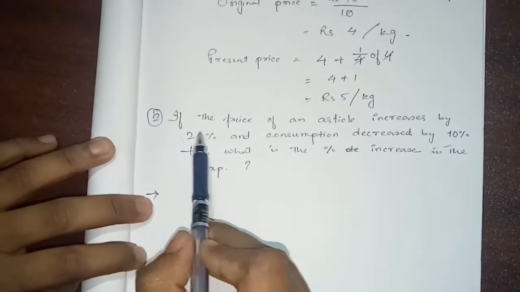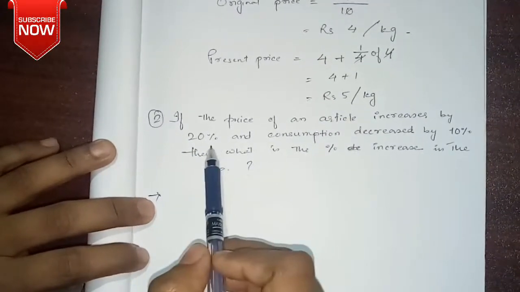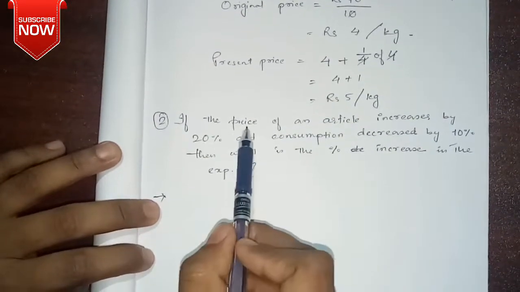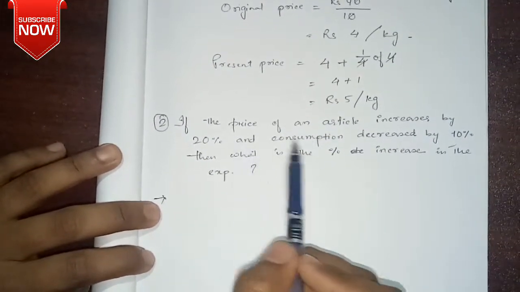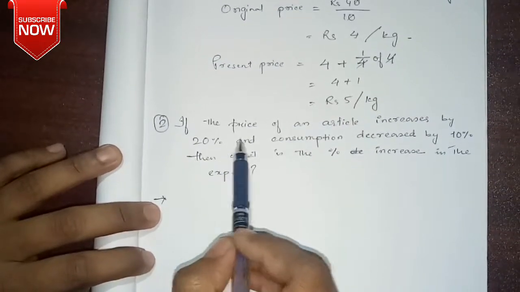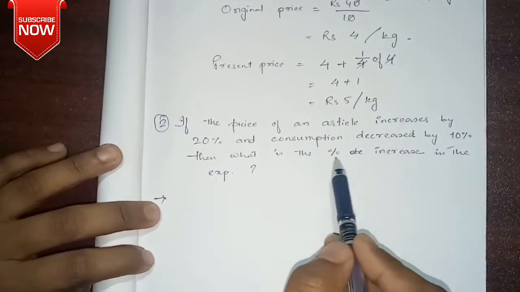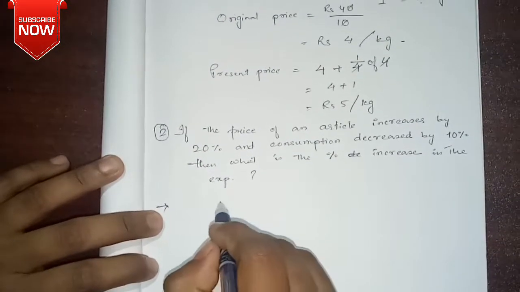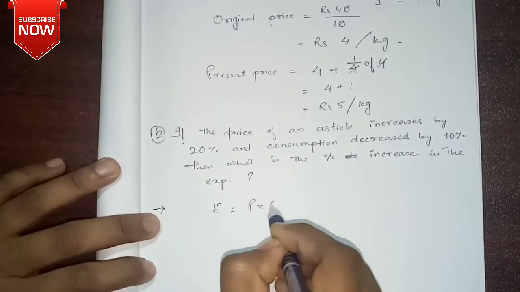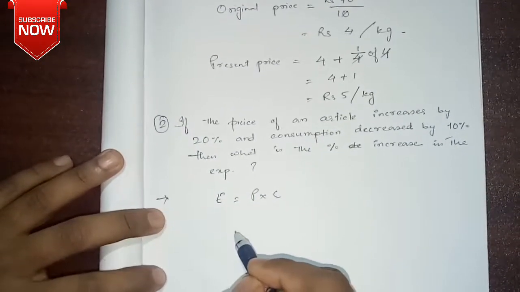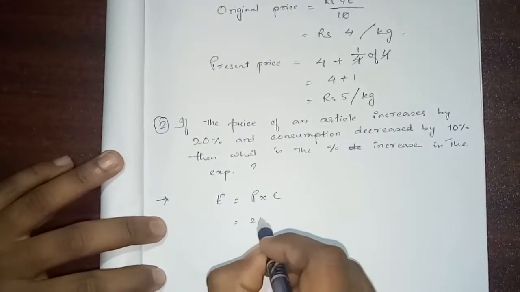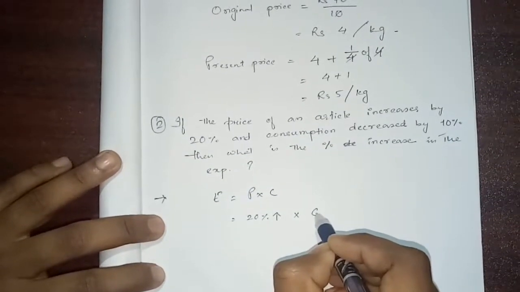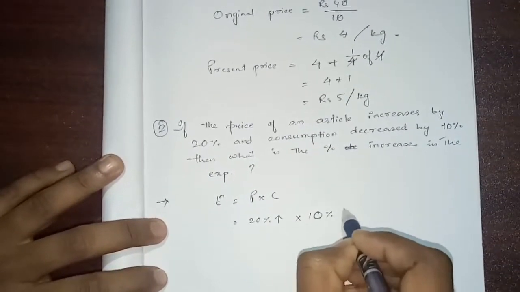The question is, if the price of an article increases by 20% and consumption is decreased by 10%. Here the price and the consumption are given, the percentage of increase and decrease. Then you need to find what percentage increase in the expenditure. So we know E is equal to P into C. Expenditure is equal to price into consumption. So price is increased by 20% and consumption is decreased by 10%.